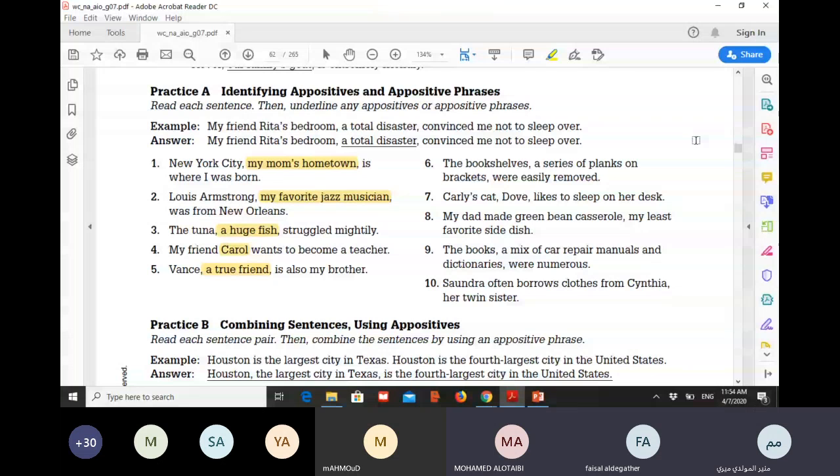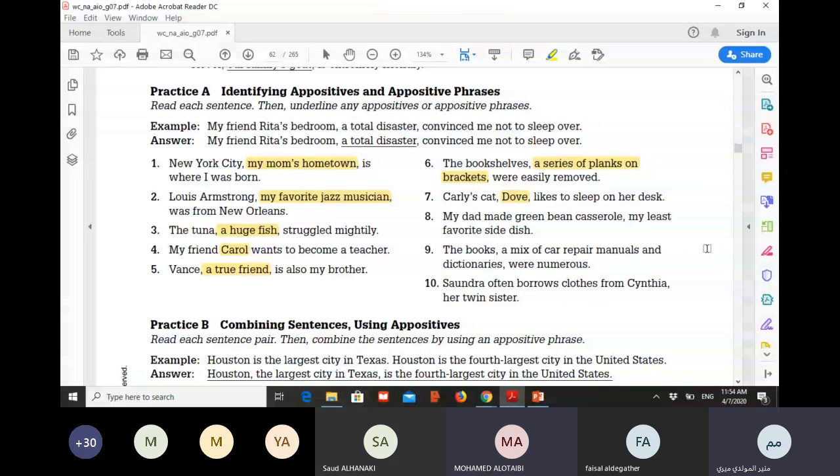Teacher, can I answer 7? A series of planks and brackets. Very good, Driver. Teacher, can I answer number 7? Hanaki? "Carly's cat, Dog, likes to sleep on her desk." Dog. Excellent.